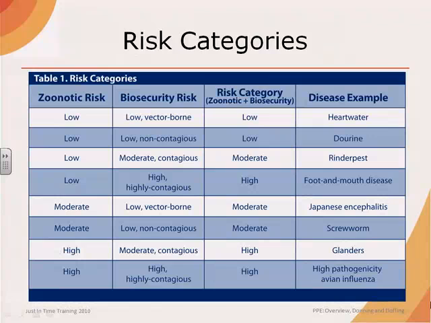This table converts the various combinations of zoonotic and biosecurity risks into low, moderate, and high risk categories and provides an example of a disease that falls into each category.